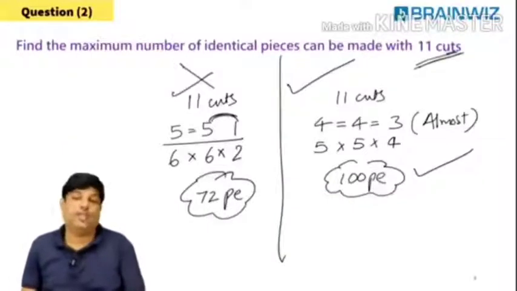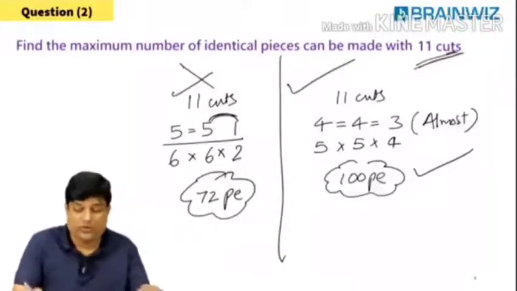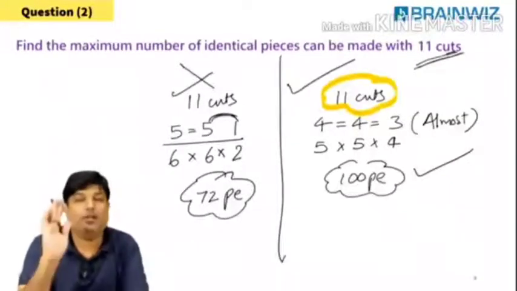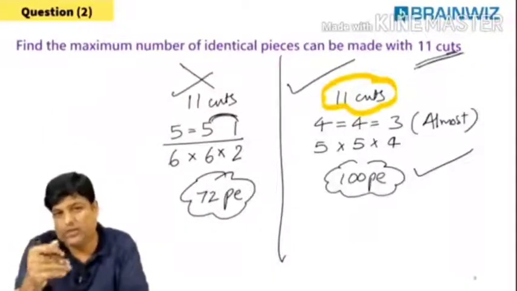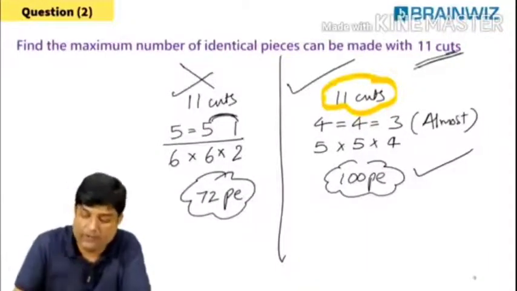Okay, almost, everybody. समझ में आ रहा है? I know, Nadeem, I know. 11 I cannot divide into 3 equal pieces. You know, I know, everybody knows. But you have to maintain some equality to get the maximum.